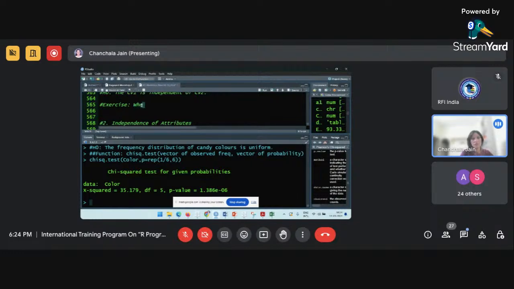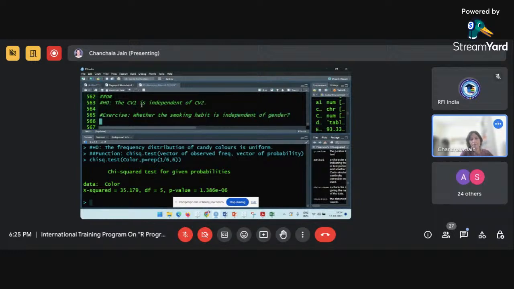Suppose I want to test whether the smoking habit is independent of gender. This is a simple exercise. Here you can easily understand we are having the two attributes. First one is the smoking habit, and second one is the gender. We want to check whether the smoking habit is independent of gender or not, right?